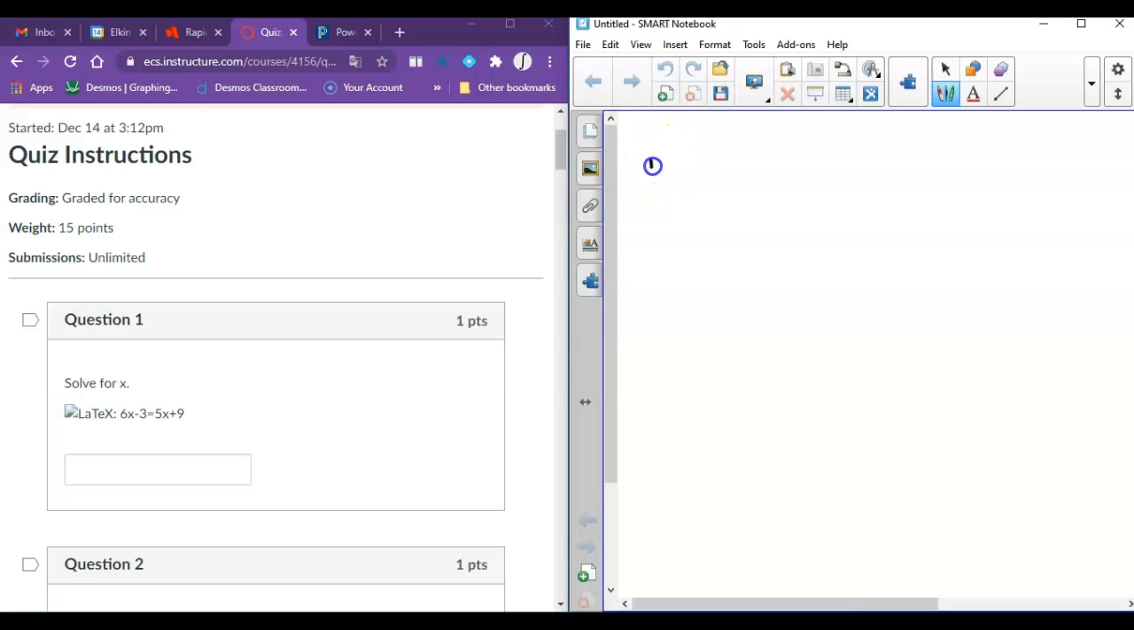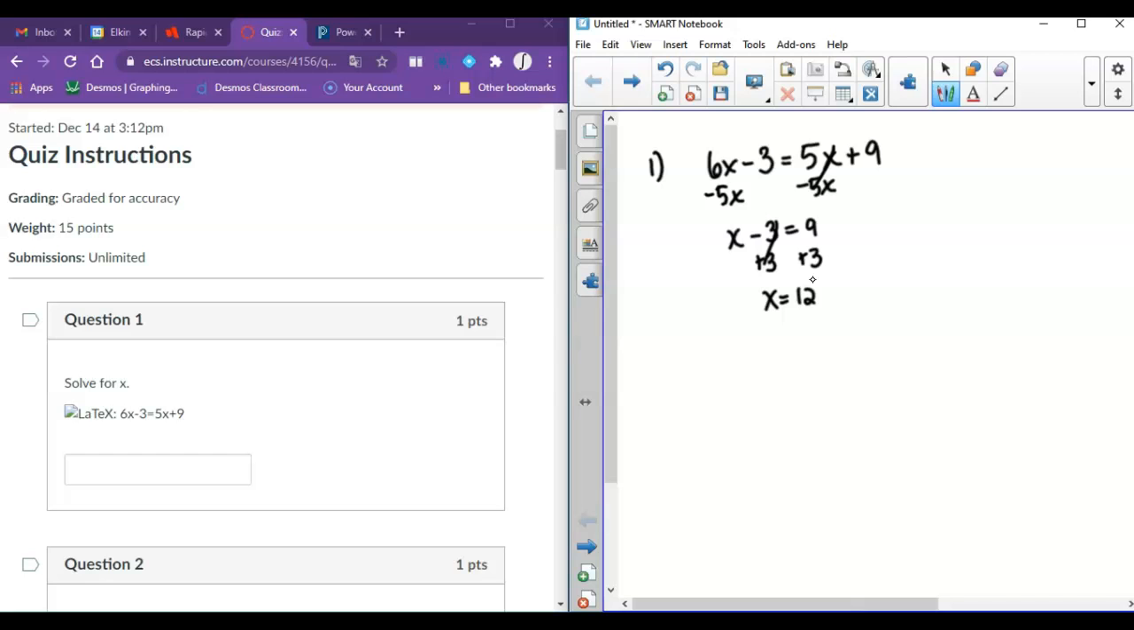So our first question is 6x minus 3 equals 5x plus 9. We want to solve this for x. We're going to subtract 5x from both sides because you've got to get those x's together first. That's just going to give you one x, which we can just write as x minus 3 equals 9. And then we just have to add 3 to both sides. So x equals 12 is going to be our answer.